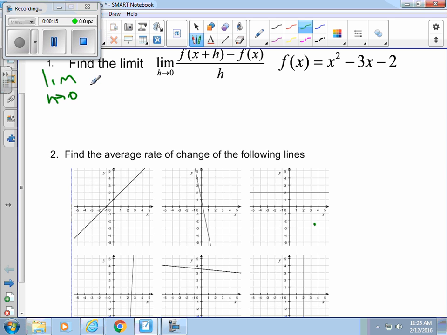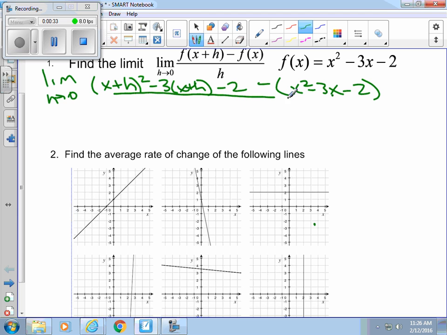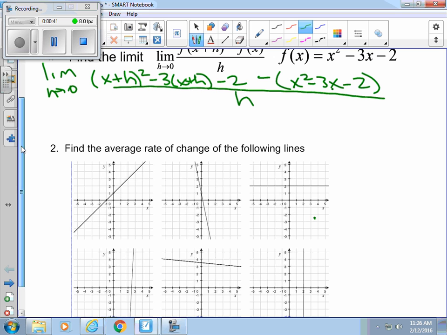F of x plus h. What is that? Everyone agree? Did y'all do that on the test correctly? If some of the work's right, then you'll get a point for that.